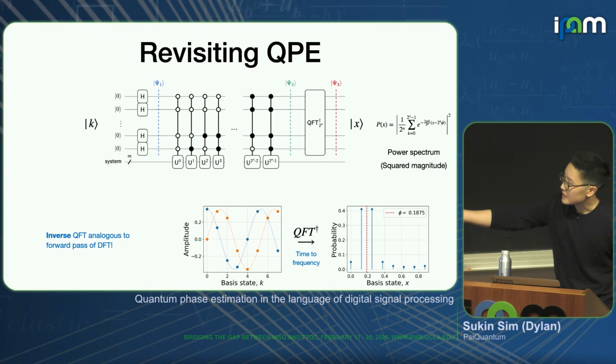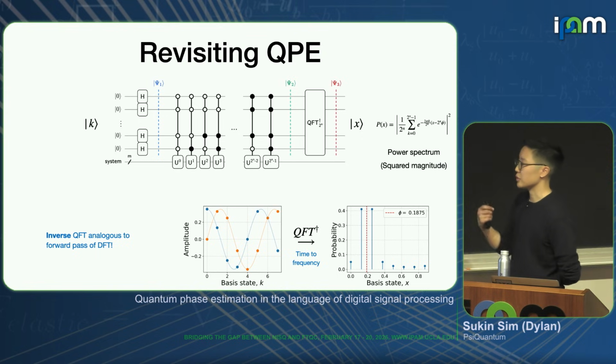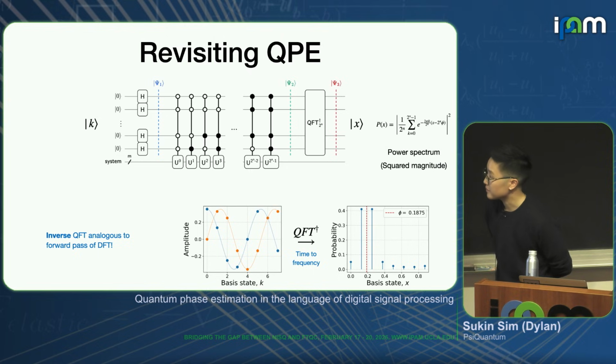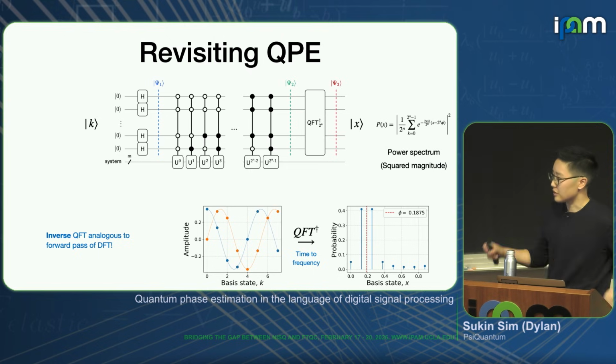And so on the left, we see the quantum signal. And once we apply the inverse QFT, which implements this time to frequency transformation, we see the power spectrum on the right. And I just wanted to note that as a convention, if you look at the math and the signs that are involved, it turns out that the inverse QFT in this context is analogous to the forward pass of DFT.